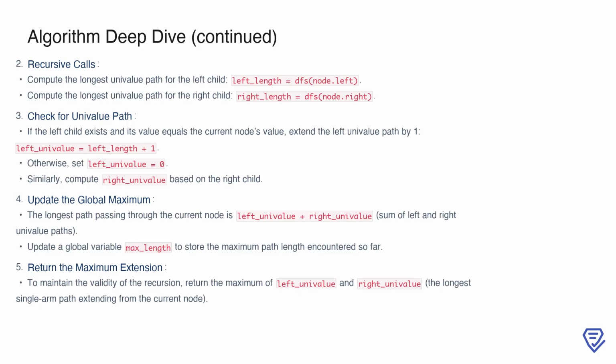After computing the univalue paths for both sides, we update a global variable, max_length, which keeps track of the longest univalue path seen so far. This value is updated by considering the combined length of the left and right univalue paths passing through the current node. To ensure the recursion remains valid, we return the maximum of the left and right univalue paths. This value represents the longest single-arm path extending from the current node, which will be used by its parent during further calculations.